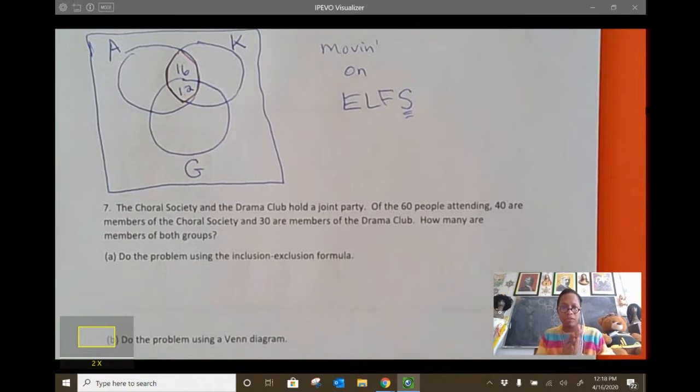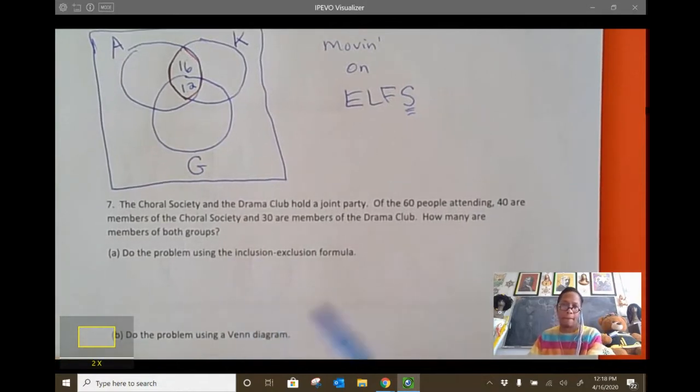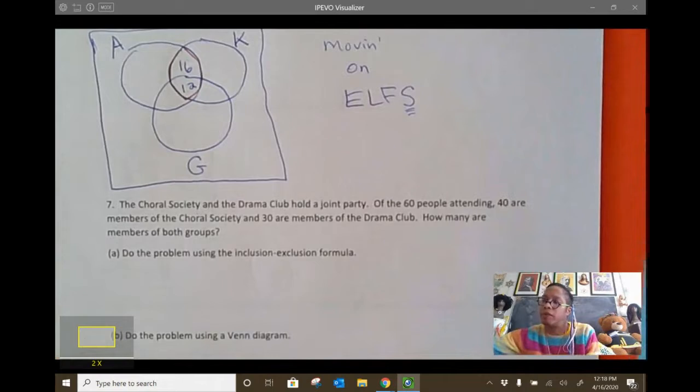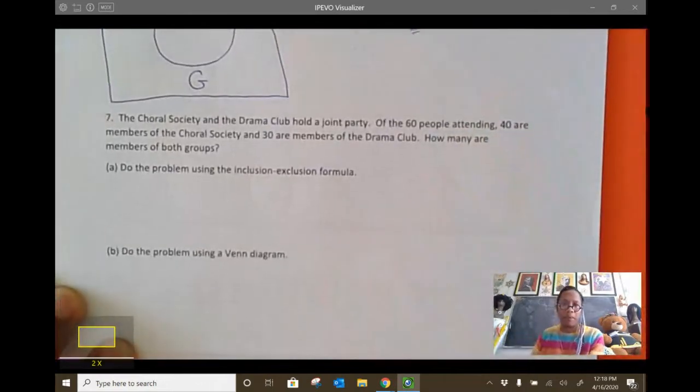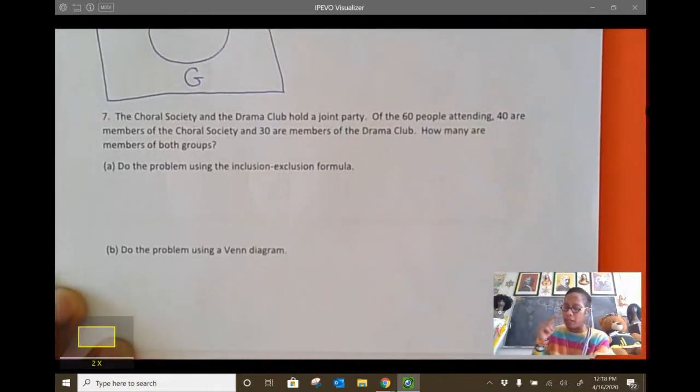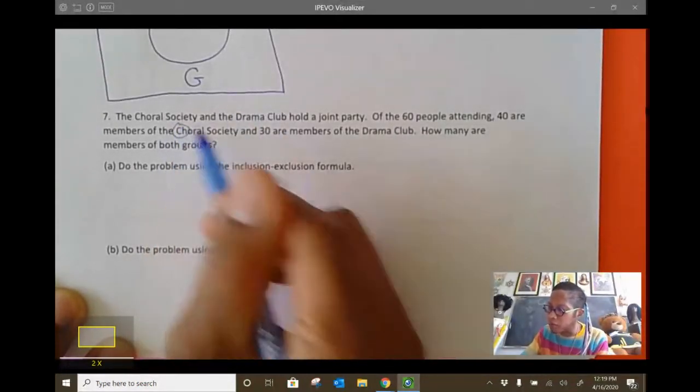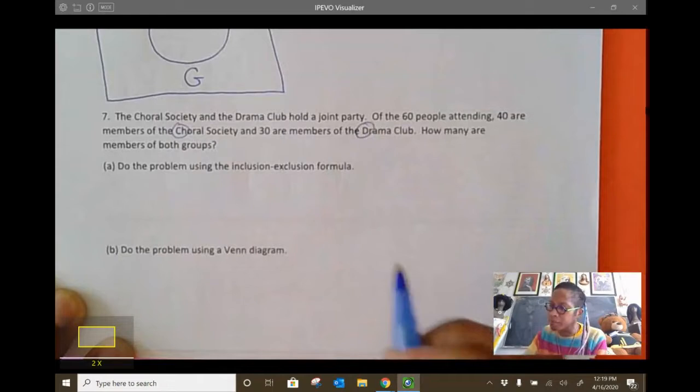Aha! Definitely ask a question like this, and I can also impose doing it two different ways, just so that I know that you're bilingual or math bilingual. So remember the inclusion-exclusion formula. That's a thing involving two sets. Well, let's see. We have a set called Choral Society and a set called Drama Club.